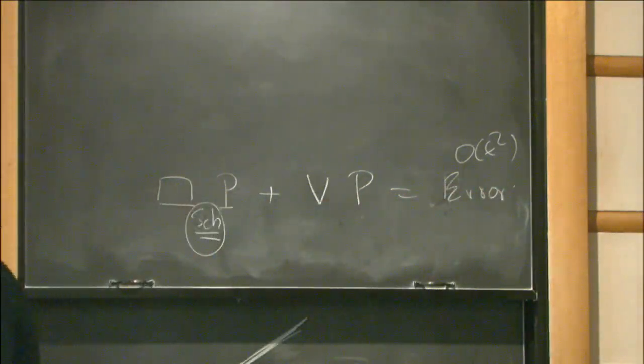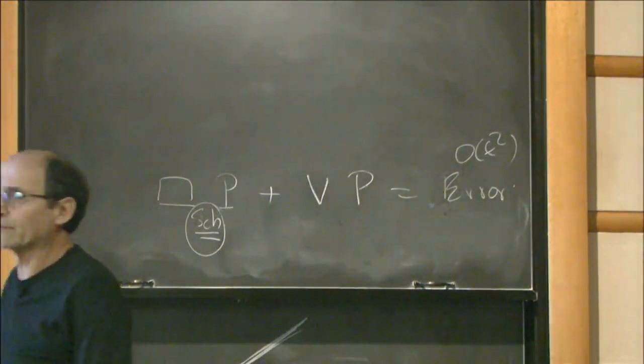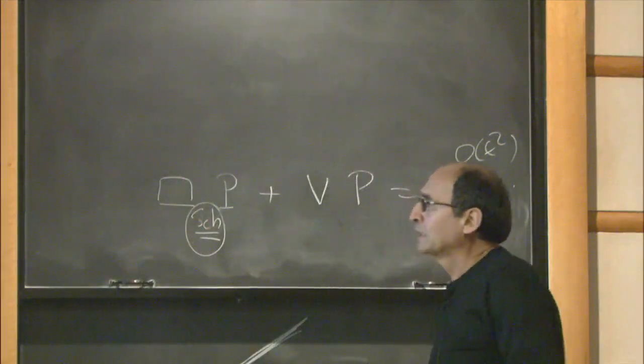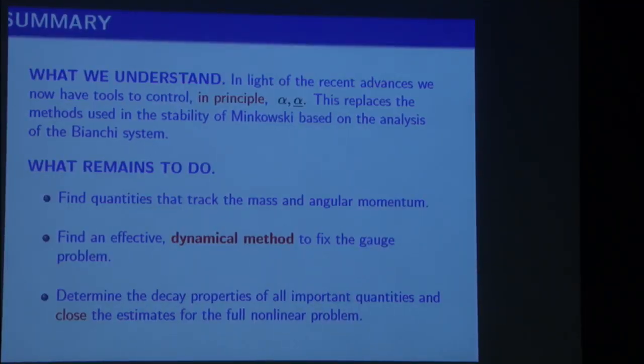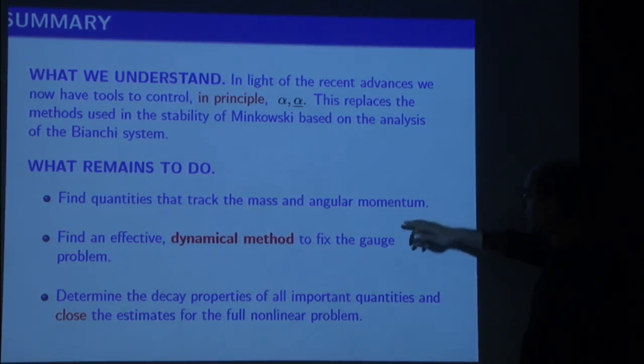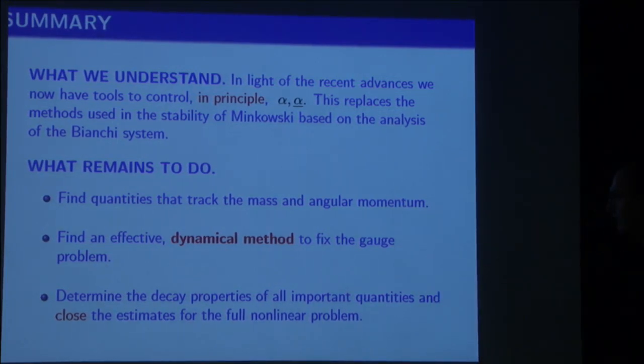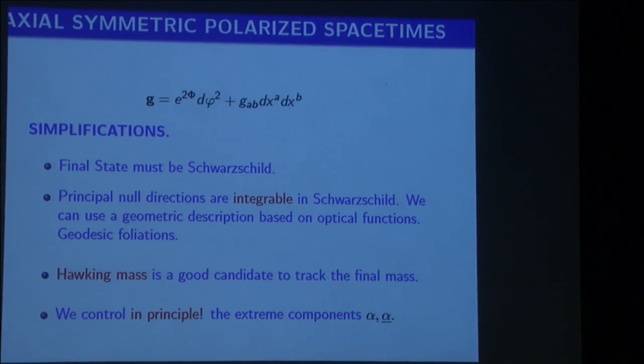All right, so now what remains to do? Once you have this alpha and alpha bar, then you can really start the game. You have in a certain sense something that replaces the analysis of the Bianchi identities, which was done by Christodoulou and myself. Now what remains to do is to find the quantities that track the mass and angular momentum, find an effective dynamical method to fix the gauge problem, and then determine all the decay properties of the important quantities, and close the estimates for the full nonlinear problem, right? So this is still very hard.